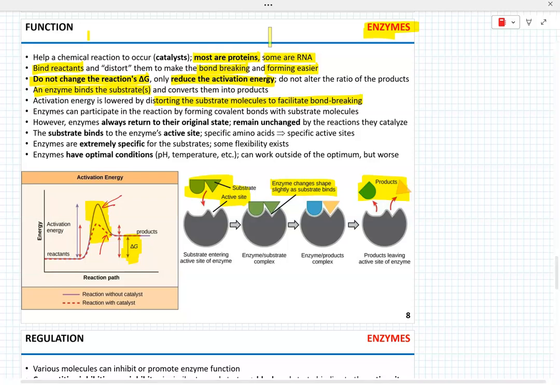It's important to understand that enzymes do not change the ratio or the yields of the products. The only thing that they change is the rate of the reaction. They significantly speed it up. In some cases, enzymes can even form covalent bonds with substrate molecules, but at the end of the reaction, those bonds are broken. In other words, enzymes are not wasted or spent in the reaction and always return to the original state. They're not changed during that reaction.